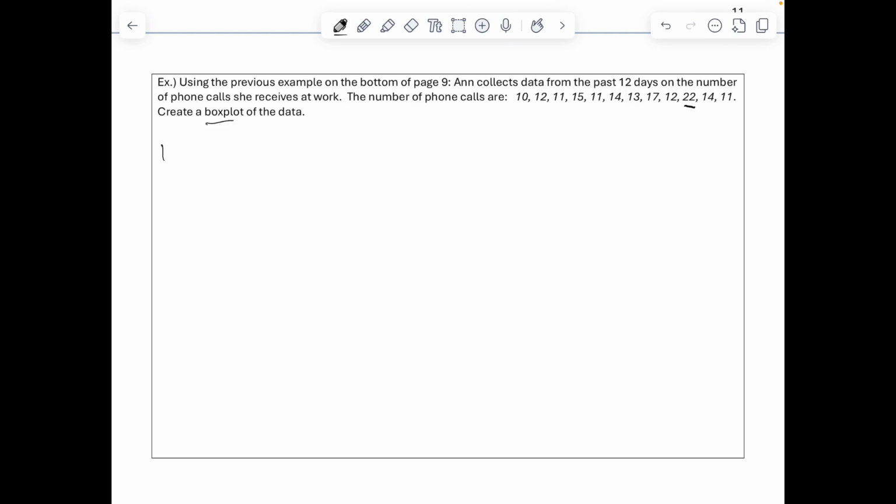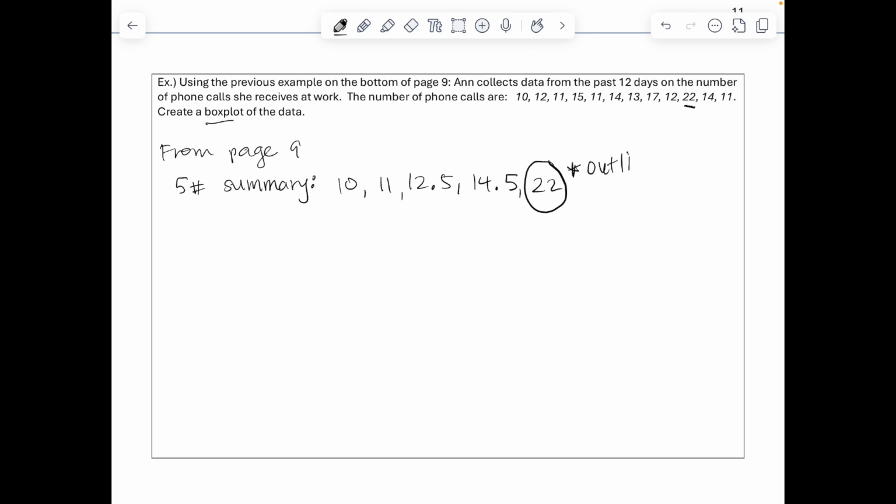But from page 9, we had our data in our 5-number summary, which is 10, 11, 12.5, 14.5, and 22. So now the issue is that 22 is actually an outlier. So I'm going to give it a star and I'm going to say outlier. And so it has a special spot on that graph. And that means that it's no longer our max value because now it's considered an outlier. So because of this, we need a new max value.